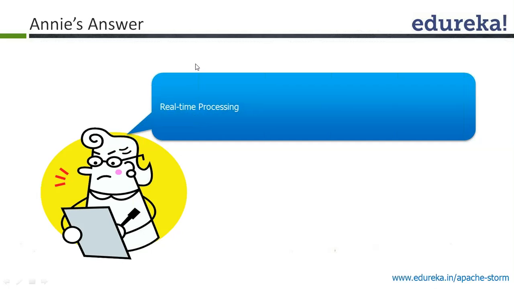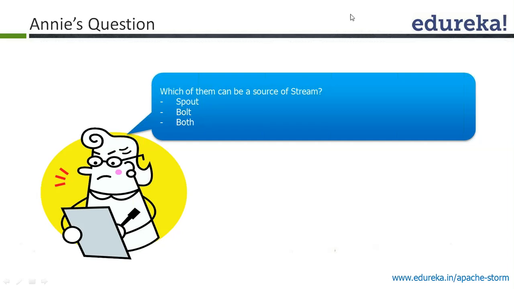Great. Yes, answers are quite good. Real-time processing. Annie is our typical character, which those people who have attended some earlier trainings can see keeps appearing, and I like her. Okay, next. Which of them can be a source of stream?